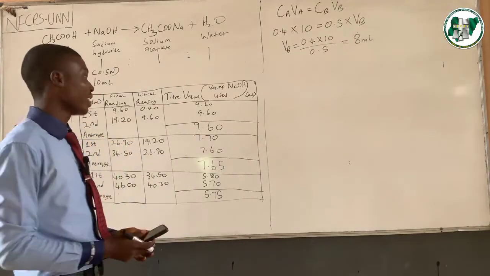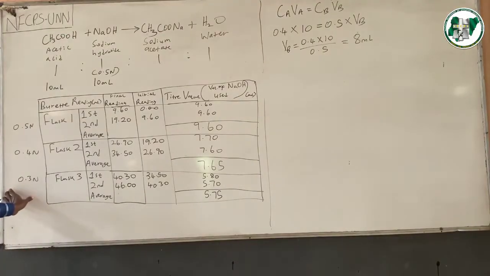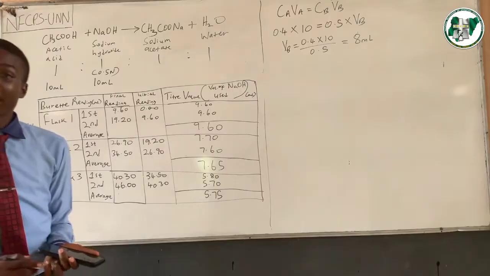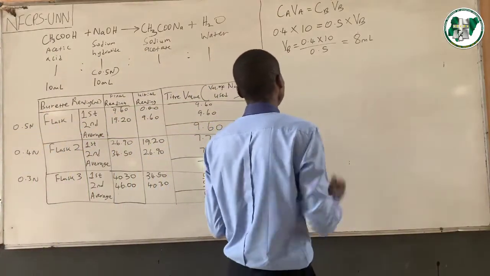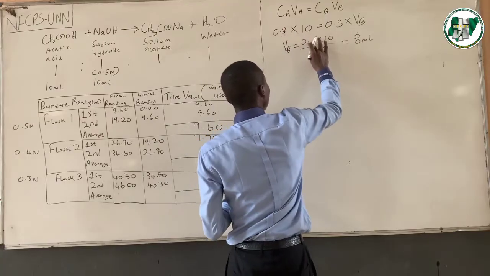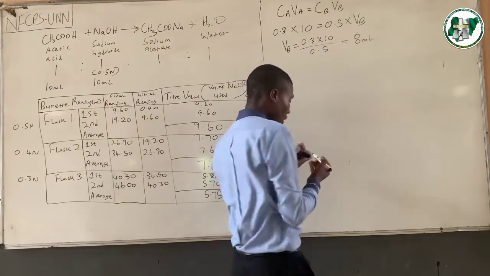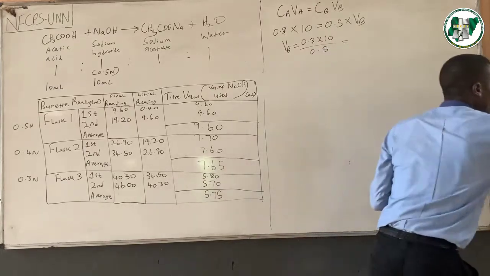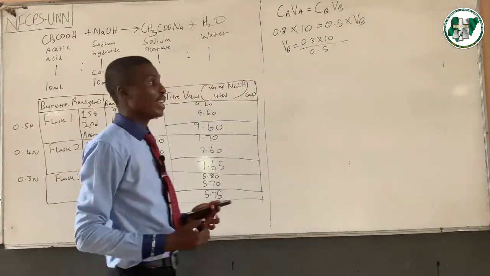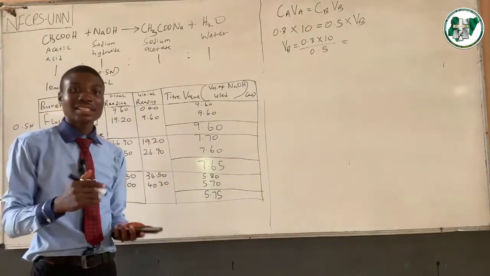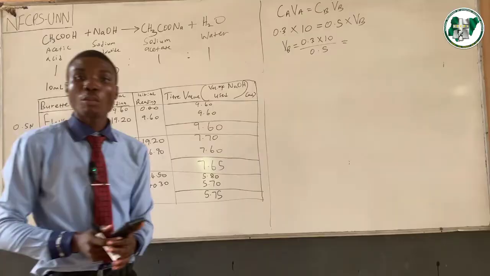So let us make progress now to the last flask, flask 3. Flask 3 happens to have a concentration of 0.3 normal acetic acid. So let us replace this with 3, and then let us replace this with 3. Now, if we're working with 0.3 normal acetic acid, we want to know what volume of 0.5 normal base is going to be necessary to neutralize 10 mil of 0.3 normal acetic acid, if there is no form of adsorption.